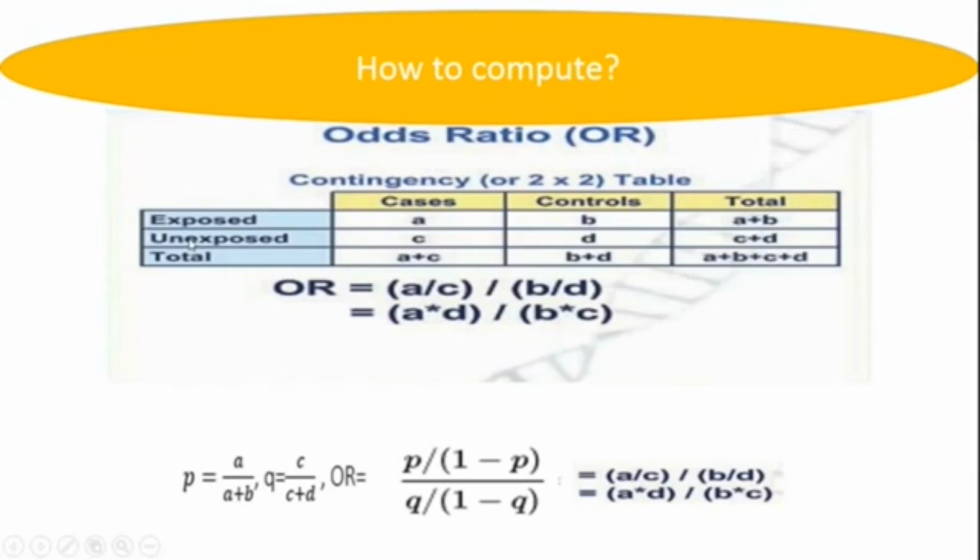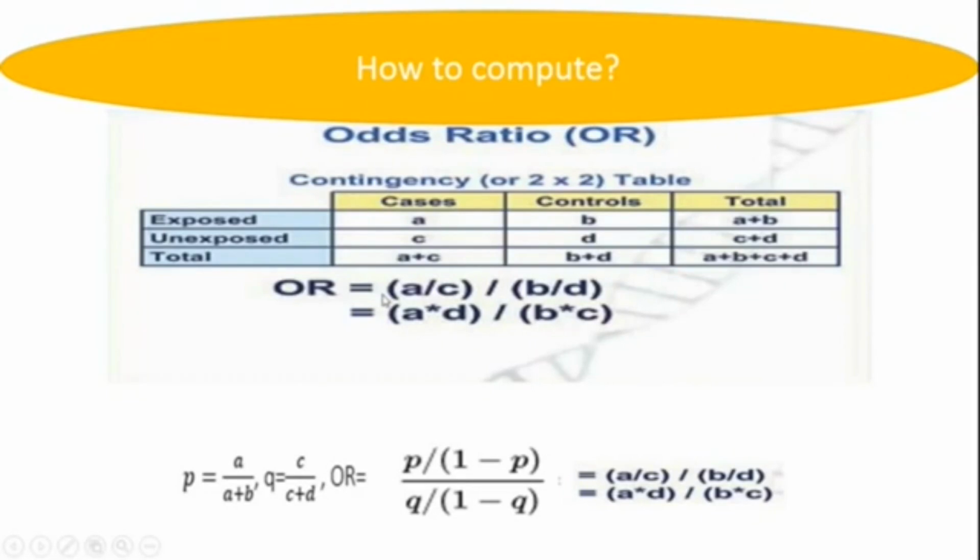A group of exposed or unexposed can be a group of male and female persons, or any other variable that can be used to express the link or the dependence between two variables. And so the odds ratio is calculated as follows: we have A over C divided by B over D. So you can also have this relationship: A times D divided by B times C.